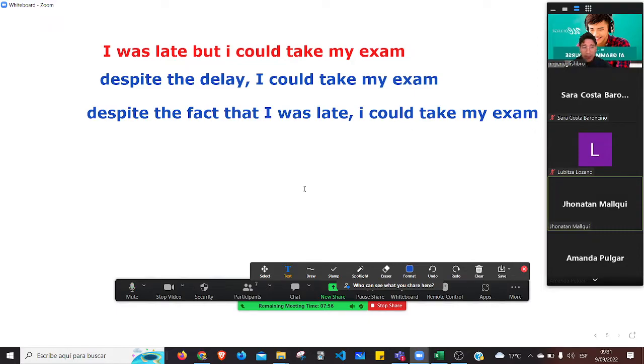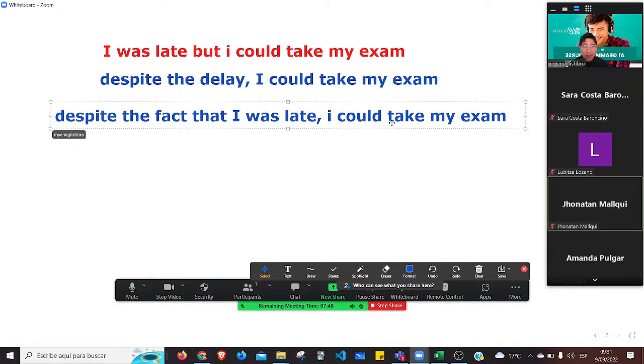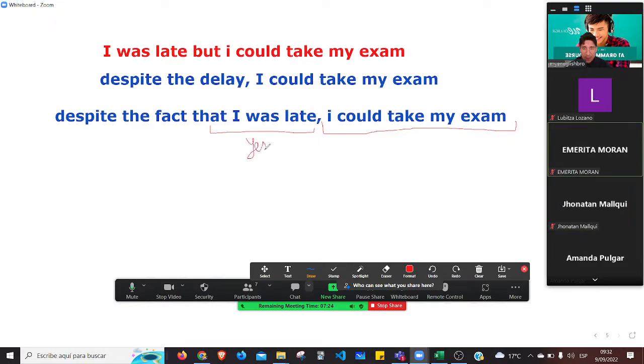Ok. Now, focus on this part. Enfóquense en este momento, que es la parte más difícil. Tenemos aquí, "despite the fact that I was late, I could take the exam." My question is, the subject or the subjects are the same en la primera oración aquí? ¿Se trata de la misma persona, el mismo sujeto? Or not? What do you think? Yes or not? Yes. Se trata de la misma persona. It says yes, mismo sujeto.